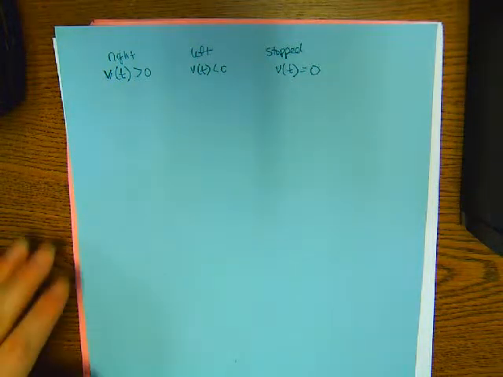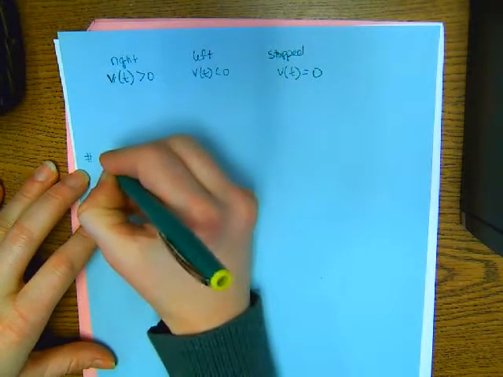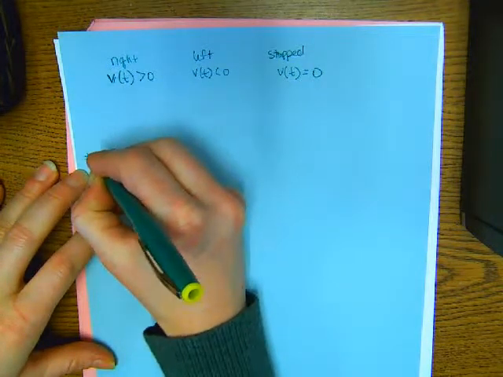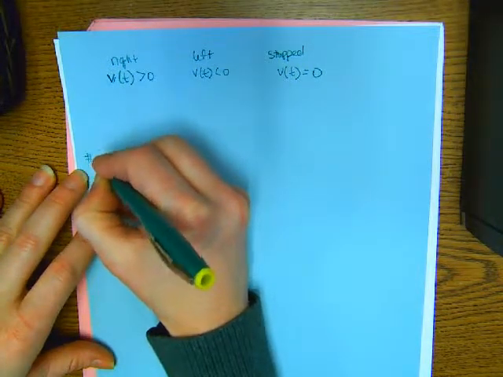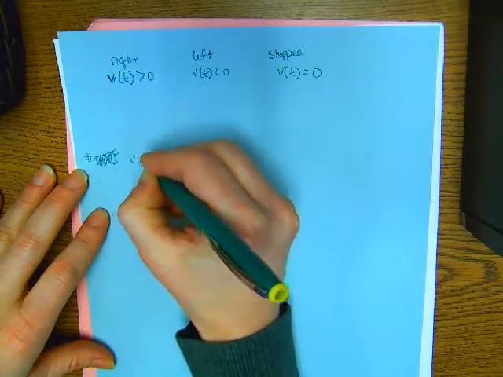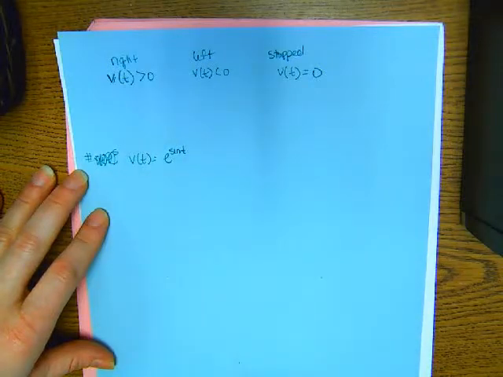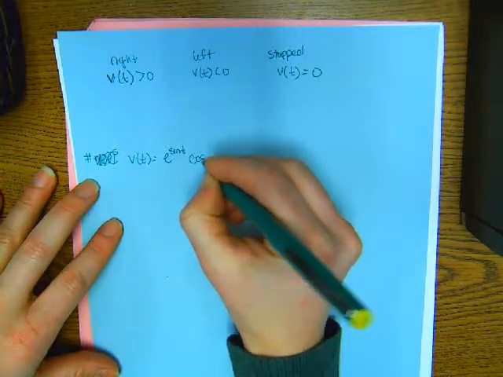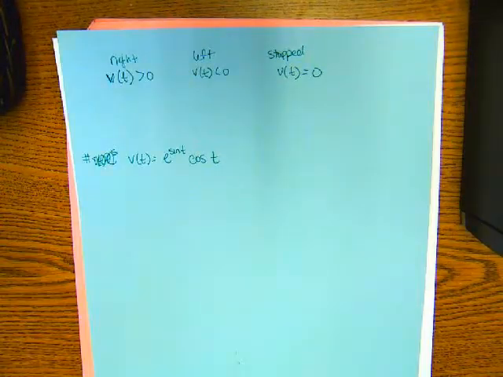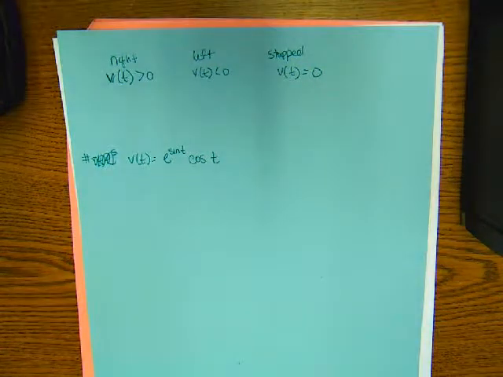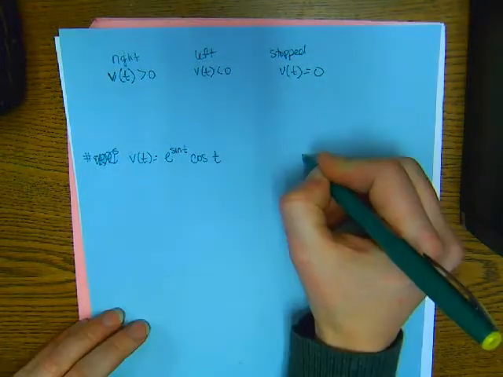Okay, so in number 7, what was the function you were given? E to the sine of t. That was v of t, right? Hold on, I need more room. V of t is e to the sine of t, and then cosine t. Okay, and you were given the interval, and this is important from here. This is 0 to 2 pi.